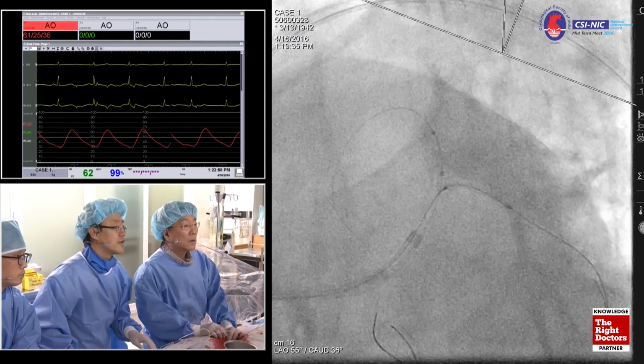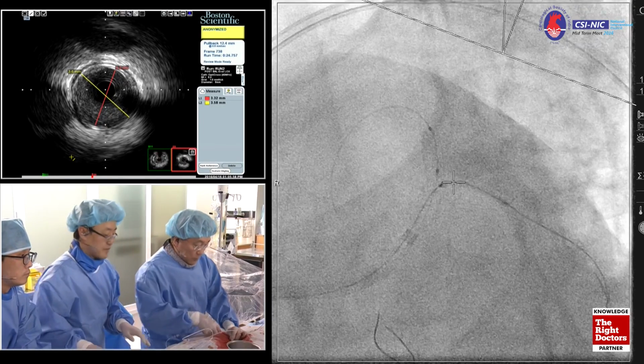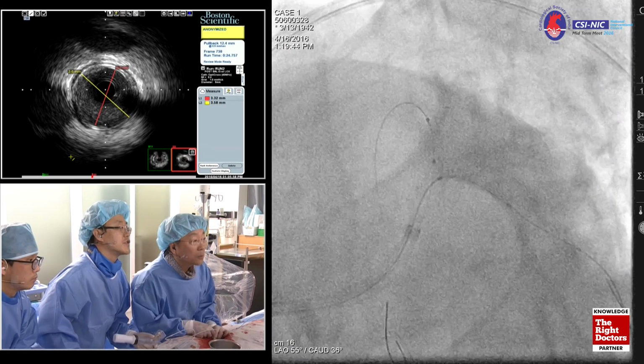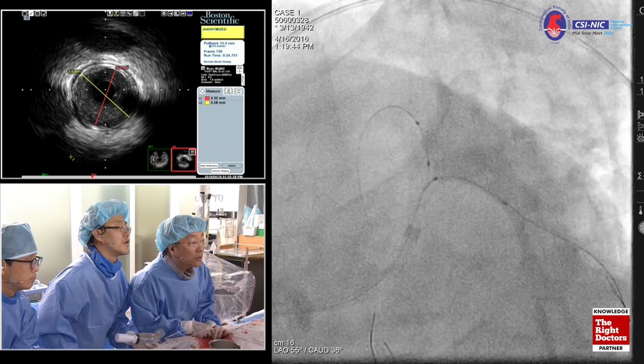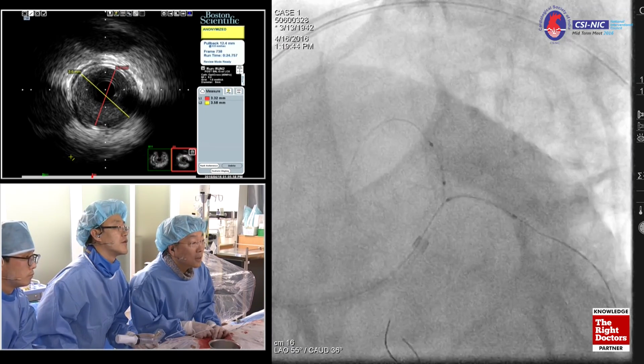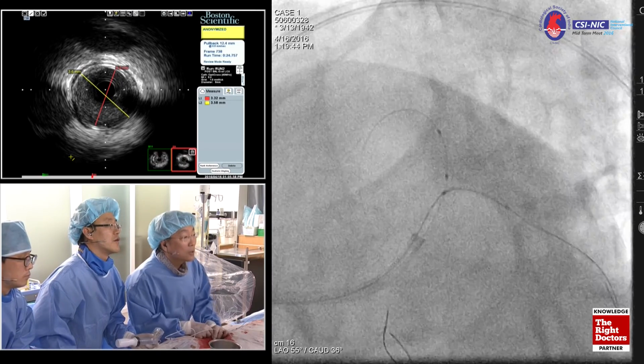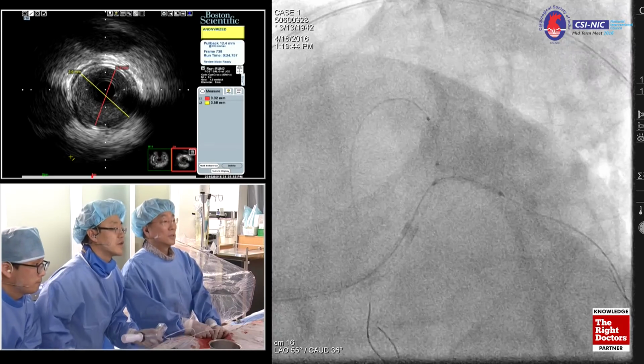I'm going to see that more. Just the ostial part, 1 millimeter further out from the side too much. Okay, what do you think? Test. Okay, it's okay.